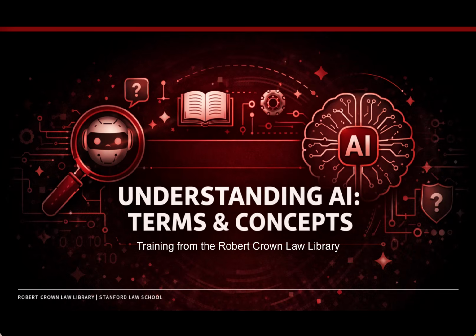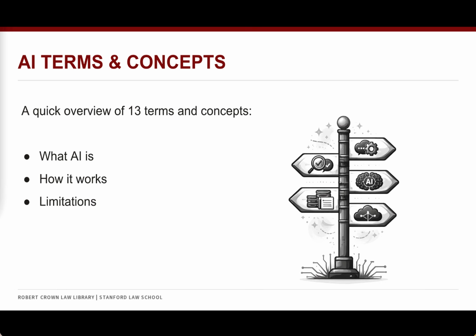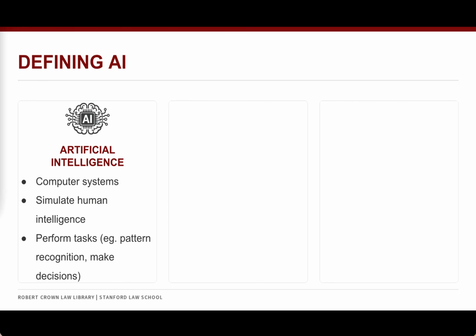Let's get started by covering some foundational terms and concepts. In this video, we'll cover 13 different terms and concepts that get at what AI is, how it works, and some of its limitations. You've probably heard the term AI thrown around a lot, but what does it mean? AI, or artificial intelligence, refers to computer systems that perform tasks simulating human intelligence, like recognizing patterns or making decisions.